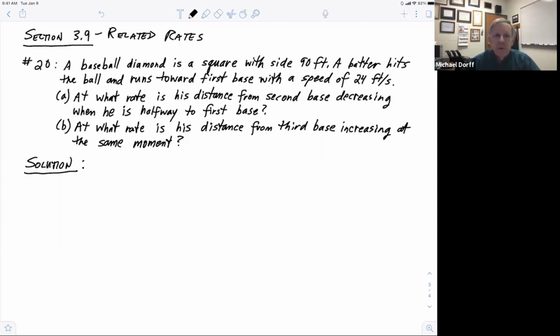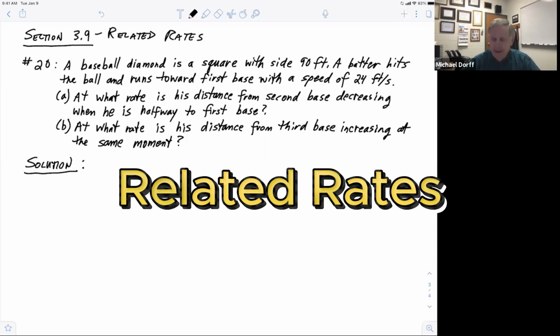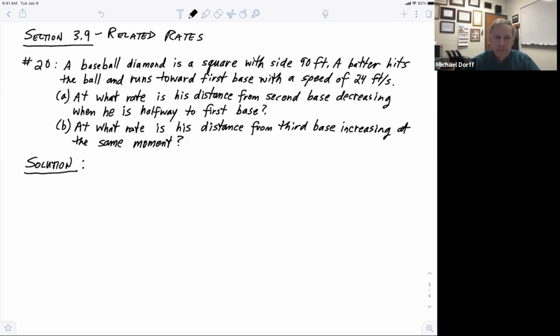We're in section 3.9 on related rate problems. Now we're going to do problem number 20. The problem states a baseball diamond is a square with side of 90 feet. A batter hits the ball and runs toward first base at a speed of 24 feet per second.